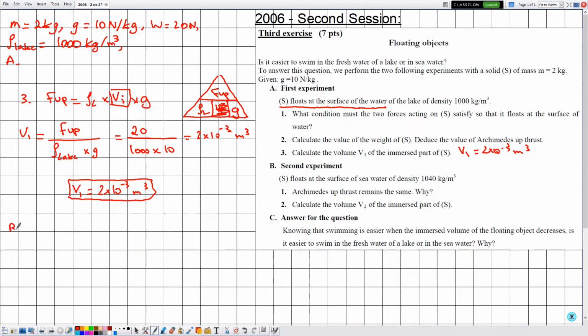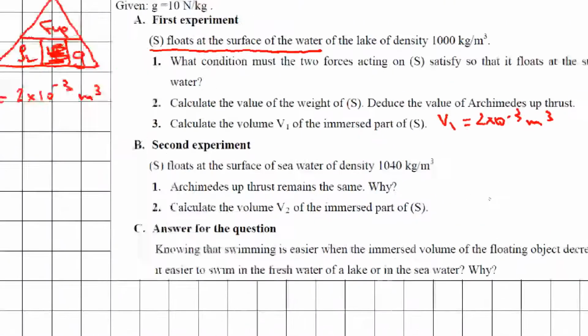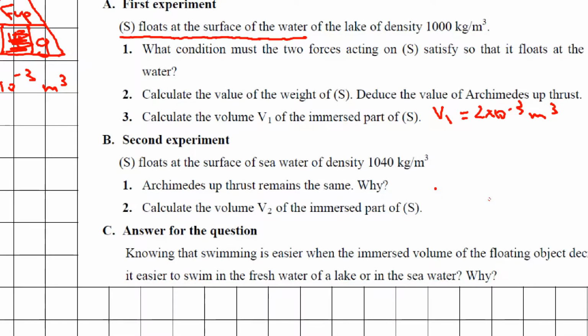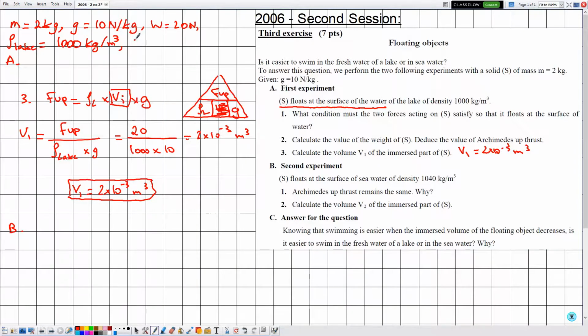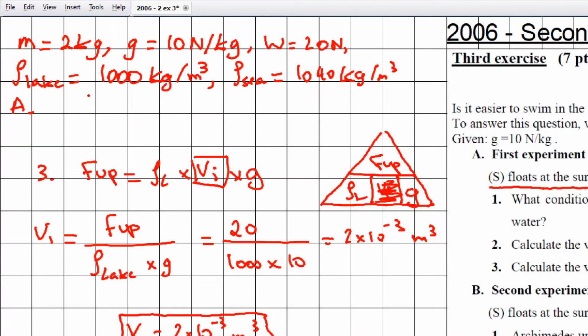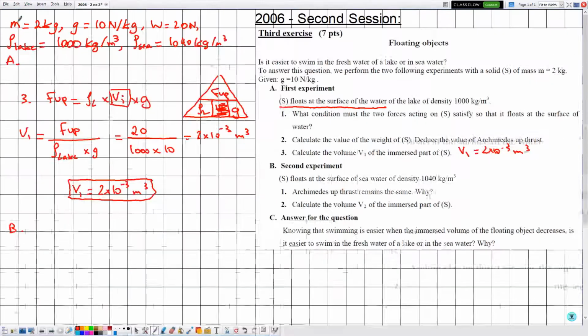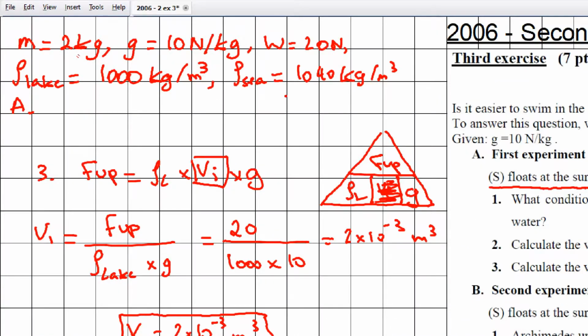Now in part B, corresponding to the second experiment, S floats at the surface of seawater of density 1040 kg per meter cube. So now the density of seawater, let me write here rho C, is given by 1040 kg per meter cube. And notice here the difference between the density of the lake, which is considered fresh water, and the density of the sea. So the density of seawater is given by 1040, which is considered to be salty. Due to the presence of the salt, the density will increase from 1000 to 1040.